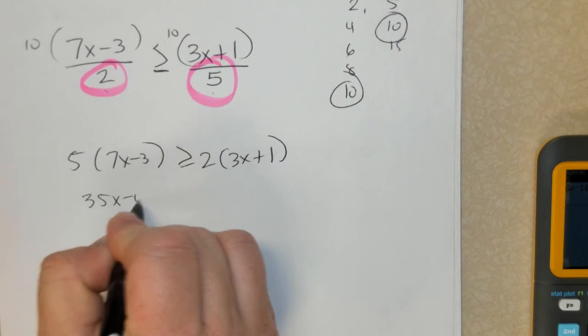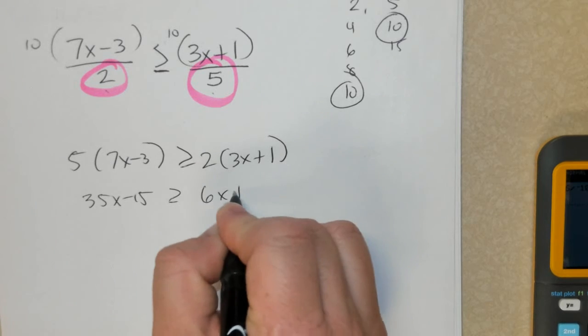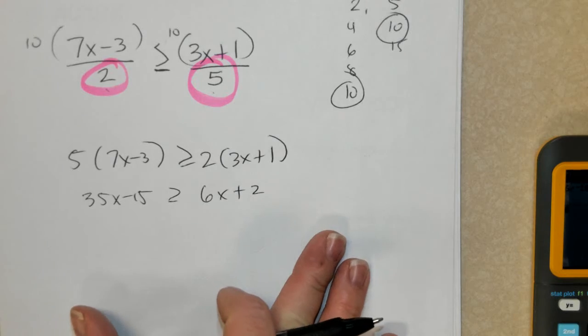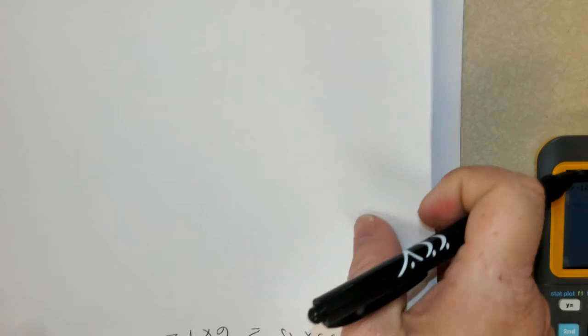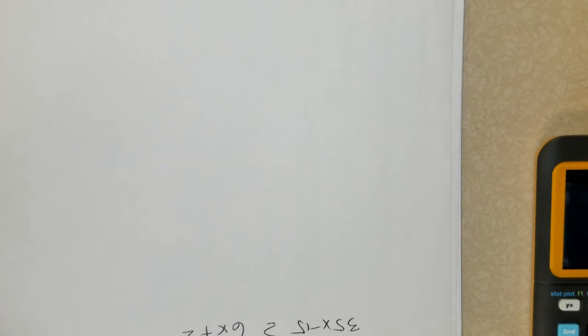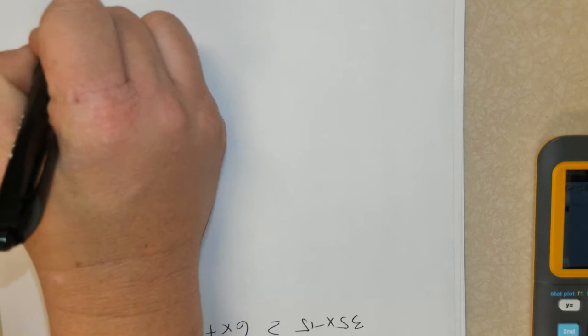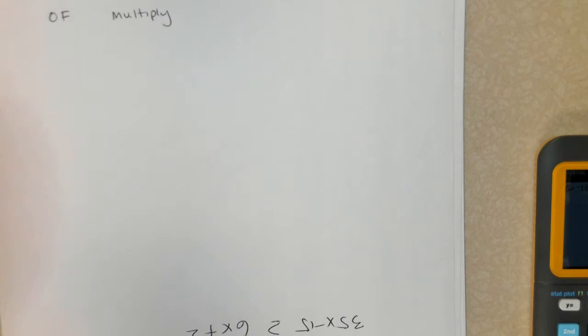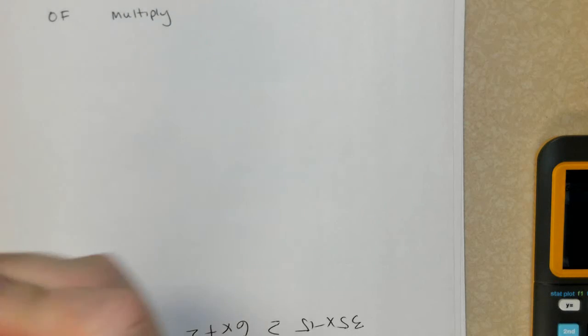I'm going to distribute here. And I think that if I gave you time, you would understand how to continue to solve this, okay? Let's go on to one more type of problem, and that is using the word of. Whenever you see the word of, just know that it means to multiply. Of means to multiply. So I'm going to write this one down.